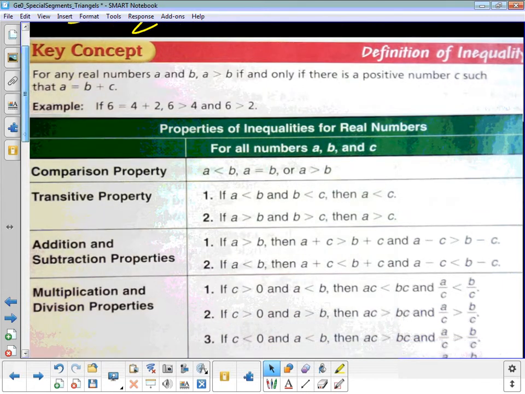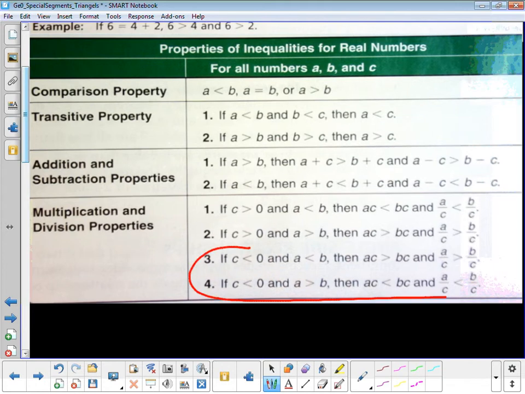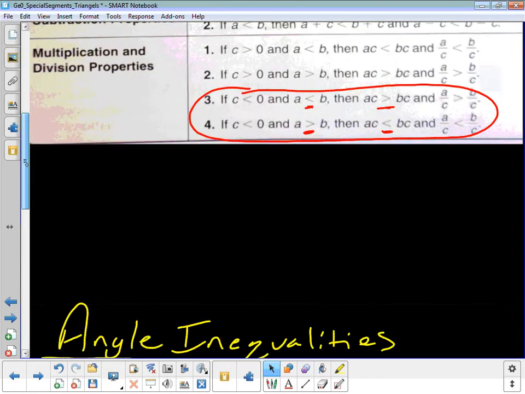I can multiply and divide in these, but remember this is where the trick comes in. If C is negative, so if the number I'm multiplying or dividing by is negative, we have to flip the inequality. Notice it went from less than to greater than, or greater than to less than. That's that one trick. Otherwise, you can multiply and divide on both sides without any problem. But if you do it by a negative, you've got to flip the inequality. We had that stuff in algebra. You've already talked through that.